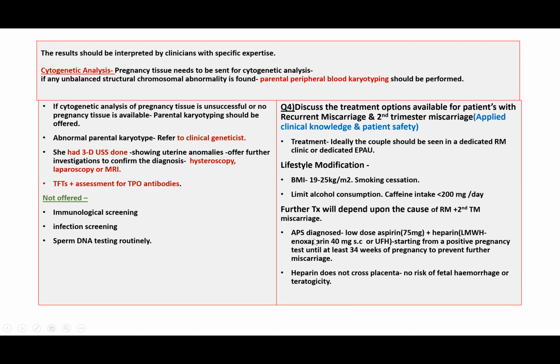So if antiphospholipid syndrome is diagnosed, we will be offering the patient low-dose aspirin and heparin, starting from a positive pregnancy test until 34 weeks of pregnancy to prevent further miscarriage. Now, advantages of heparin is that it does not cross placenta, there is no risk of fetal hemorrhage or teratogenicity.